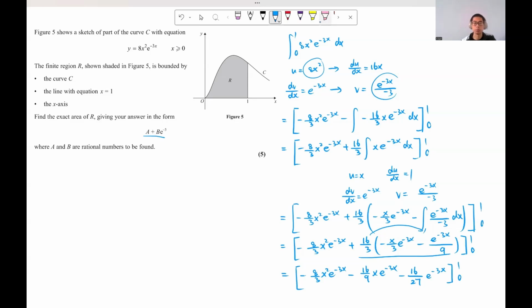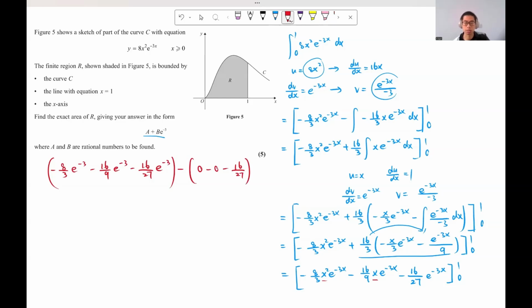Now if we substitute the limits in, substituting in 1 gives negative 8 over 3 times 1, and then e to the power negative 3 times 1, which is just negative 3. And then minus 16 over 9 times 1 is the same, and then e to the power negative 3. And then minus 16 over 27, e to the power negative 3 times 1, which is again negative 3. And then minus, substitute in 0. 0 times anything is 0, so 0 for the first term. And anything times 0 will also be 0, so 0 for the second term. And for the last one, it's minus 16 over 27. E to the power 0 is 1, so just negative 16 over 27.